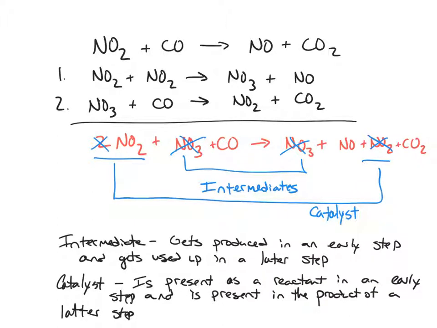So quickly, I jotted down the definitions of both. An intermediate gets produced in an early step and then promptly gets used up in a later step, whereas a catalyst is present as a reactant in an early step and then is present as a product in a later step. In both cases, neither the intermediate nor catalyst make it into the final overall net reaction.